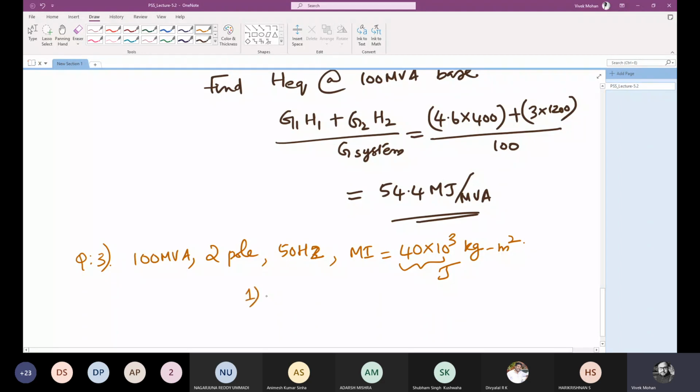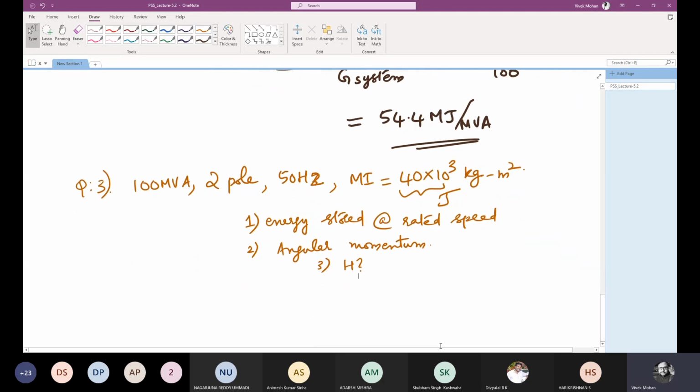First one is energy stored at rated speed. Second one is angular momentum. And third one is inertia constant, that is H. Now, how will you find the stored kinetic energy?